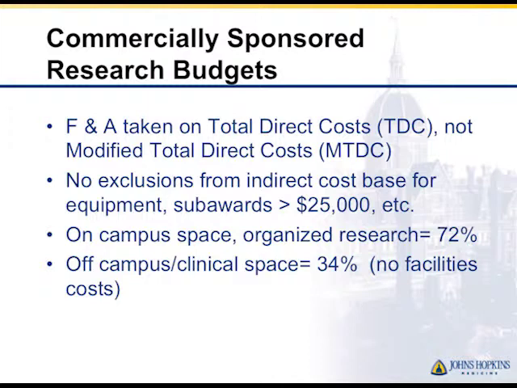When you're calculating an F&A rate on a commercially sponsored project, you're taking the total direct cost and applying the F&A rate to that number. As I said, if the research is taking place in on-campus space, organized research, it's 72%. If it's taking place in off-campus or clinical space, we charge 34%, and that is reflective of no facilities cost. The facilities portion of that cost has been removed. So they're just paying the administration cost of the F&A component.